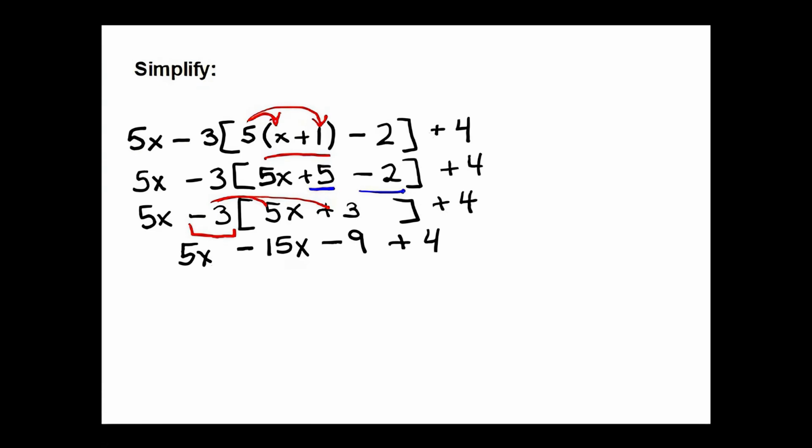And now you're going to go for like terms one more time. So our x terms are like terms. What's your signs? You have different signs. Subtract, sign of the larger. So a -10x. And our constants are like terms. -9 and +4. Different signs. Subtract, sign of the larger. So that will give us a -5.